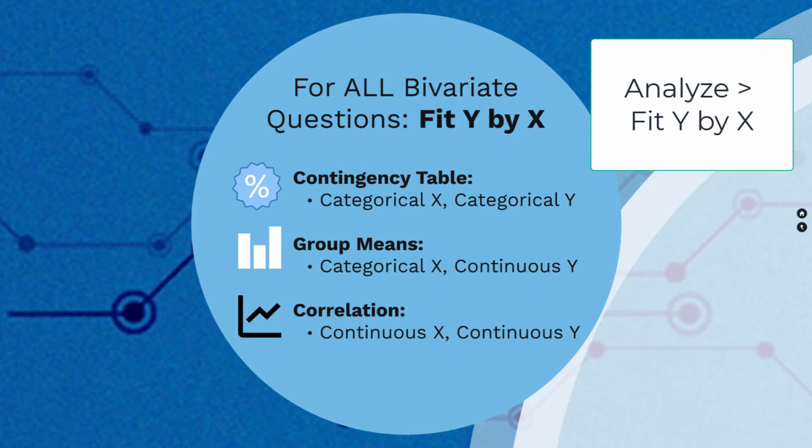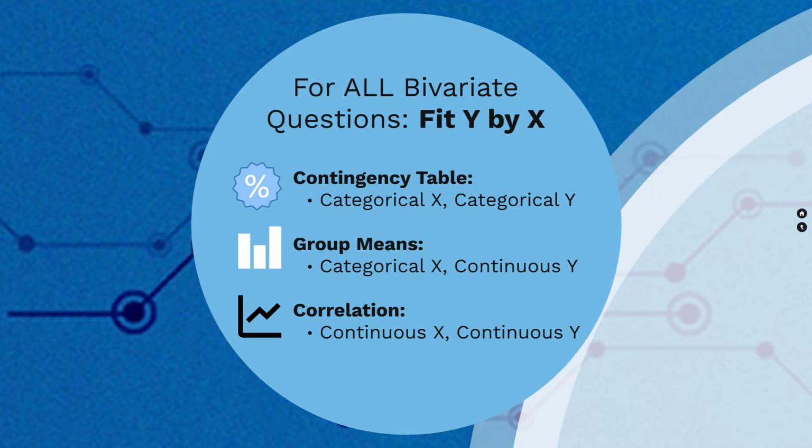There are three options we will look at: a contingency table, that's when we have a categorical x and a categorical y. We'll be looking at proportions. We'll also look at group means, where we have a categorical x and a continuous y. And we'll be looking at correlation. This is when you have a continuous x and a continuous y. We'll be looking to see as x increases, what happens to y? Does y increase or decrease?